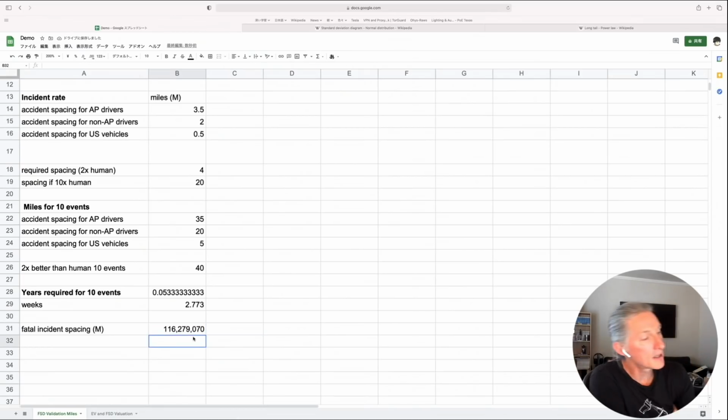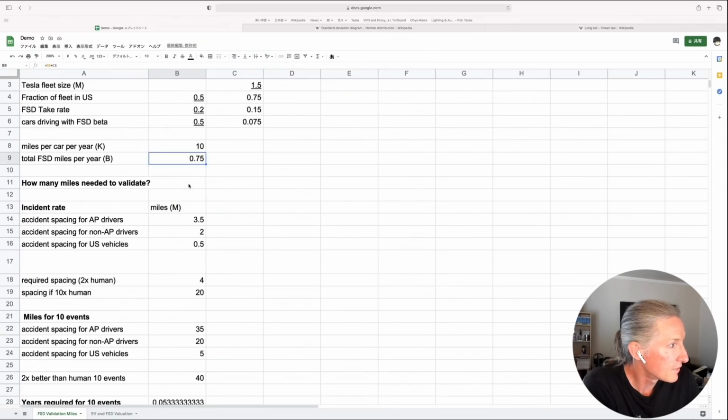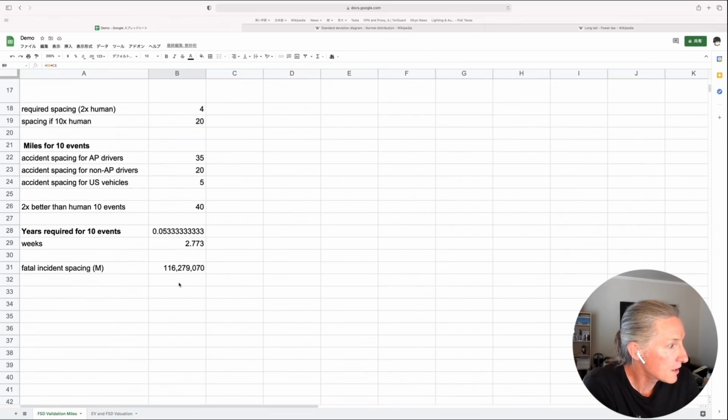So how long would it take to gather statistically significant data? Well, under this scenario where half of the people are actually driving with it, but they start collecting data next year, they get 0.75, they're getting 750 million miles a year. So in the space of a year, they would have enough statistics that they should have had like 6 accidents, it looks like. So yeah, like a year.